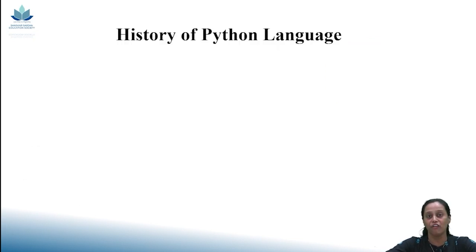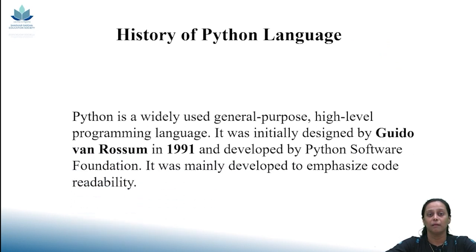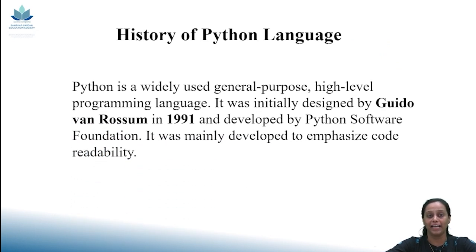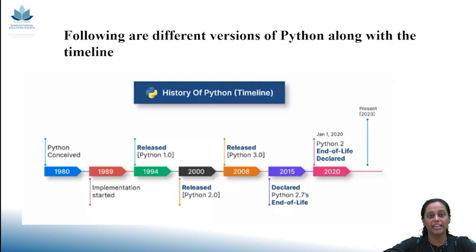Let us see the history of Python language. Python was initially designed by Guido van Rossum in 1991 and developed by Python Software Foundation. Let us see various versions of Python along with the timeline. As you can see, Python was conceived in the 1980s and has evolved till now, and the latest stable version of Python is 3.13 in October 2024.